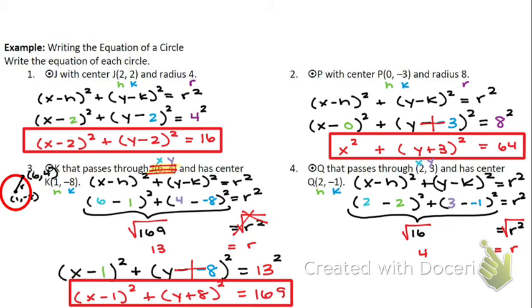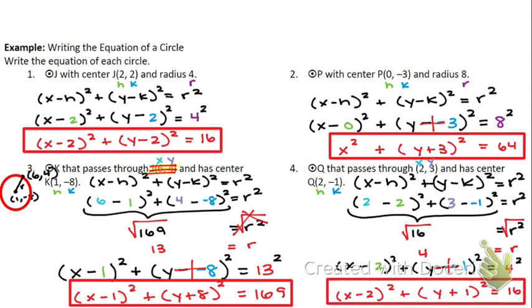And now I'm just going to finish up by putting it into my final answer, which is x minus 2 for my h, squared, plus y minus negative 1 for my k, squared, equals r, which of course is 4 that I just found, squared. And then I just have to simplify. X minus 2 squared plus y minus a negative becomes a positive, so plus 1 squared equals 16.